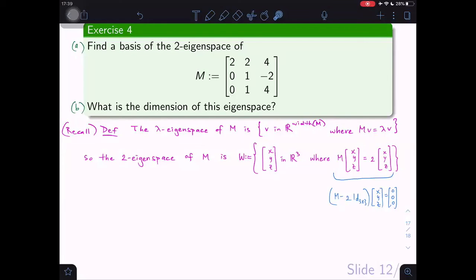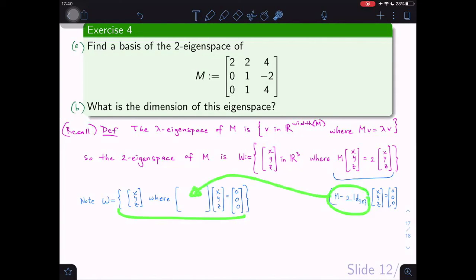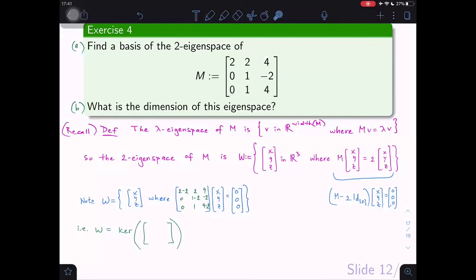Remember that I can move the right-hand side to the left and get an equation that looks like this, where I have the matrix M minus 2 times the 3 by 3 identity matrix times the mystery vector equals the 0 vector. So I can rewrite my set W this way, where this matrix M minus 2 times the identity will go here. So W is really the same as the kernel of this matrix. So we have reduced the problem to finding a basis for the kernel of a matrix. We just learned an algorithm to do this, algorithm 1.